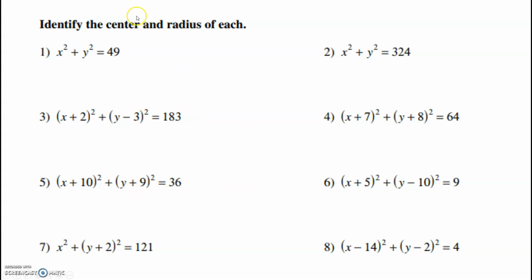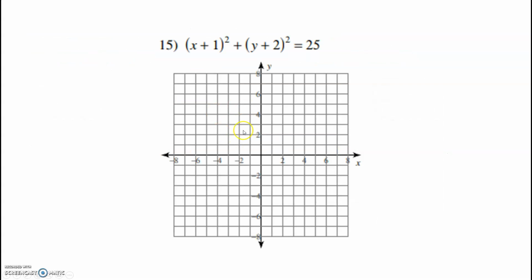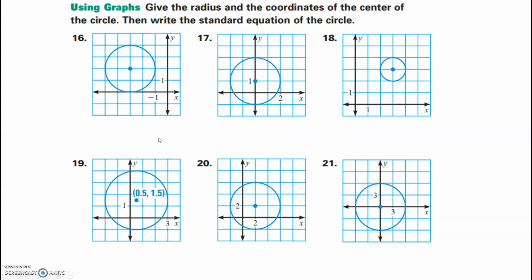So now the rest of this is you. Here you're going to pull out the center and the radius. I want to see center is this, radius is this, and then sketch. Same concept here. Pull out your center and your radius and sketch it. Here you're going to, again, pull out your center, pull out your radius, and then you're going to write the equation, just like we just did in the last one.